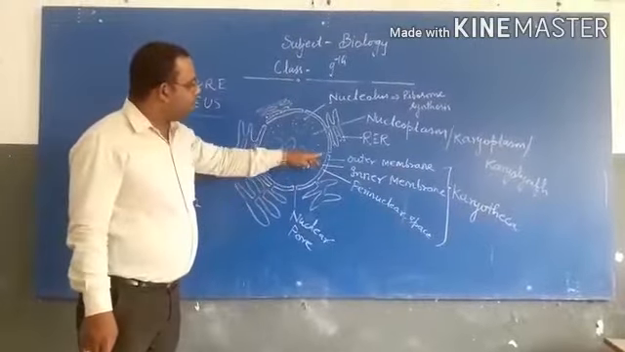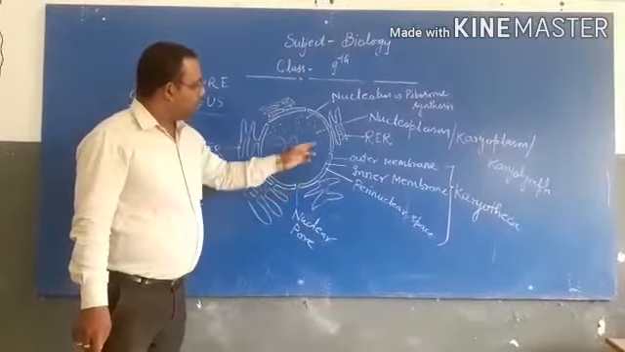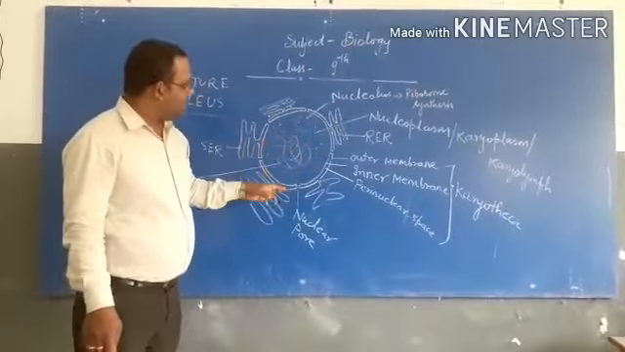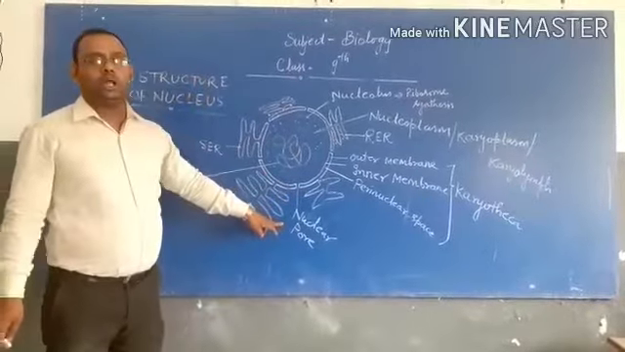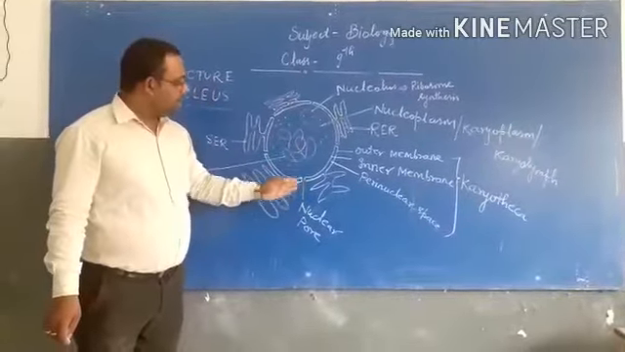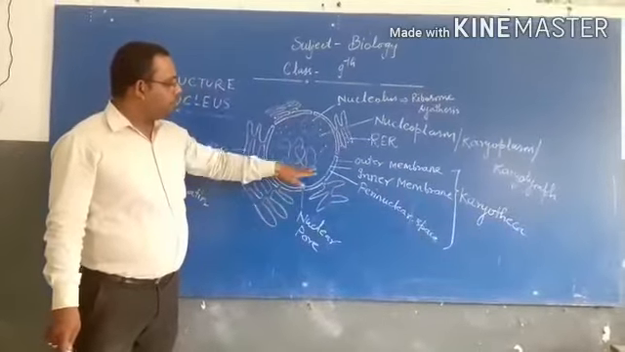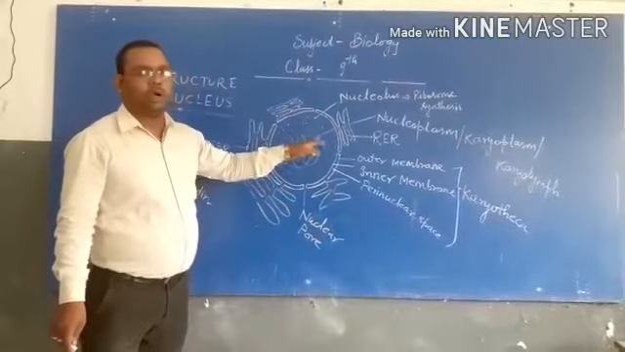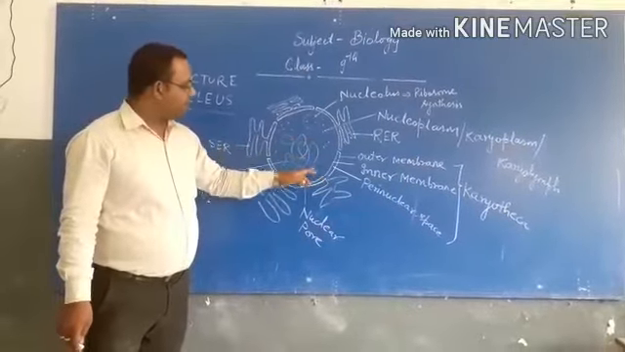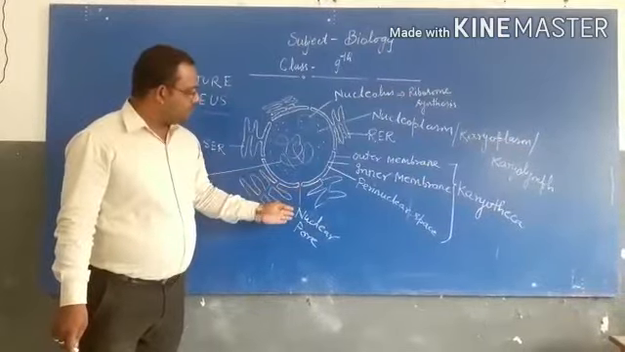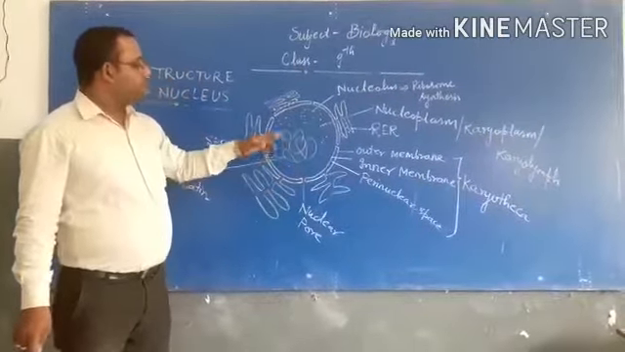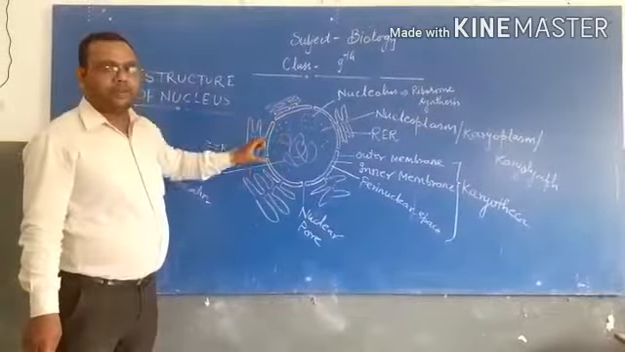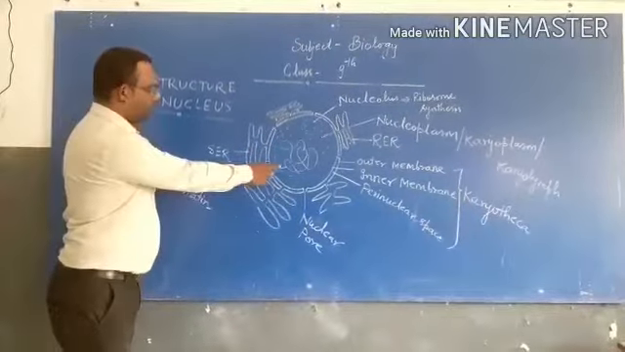And some pores are present in the karyotheca, which are called nuclear pores. They help in the exchange of material from nucleoplasm to cytoplasm. The fluid present in the nucleus is called nucleoplasm, and this material is exchanged by the nuclear pores, because the nucleus has a very active function due to the presence of chromatin.